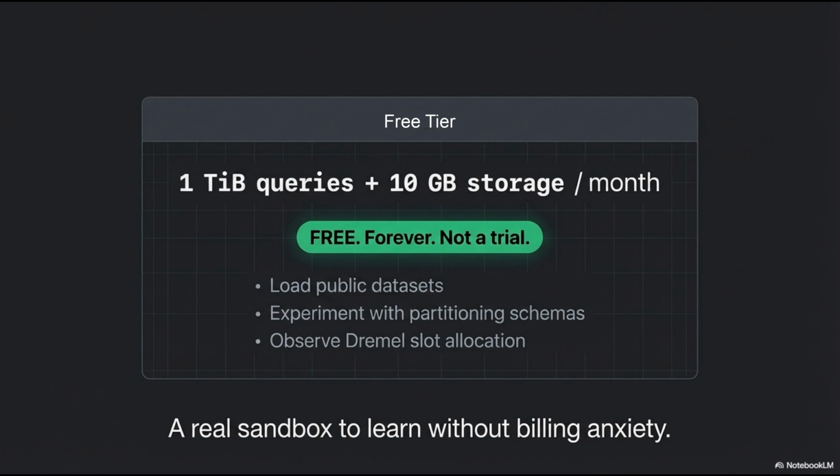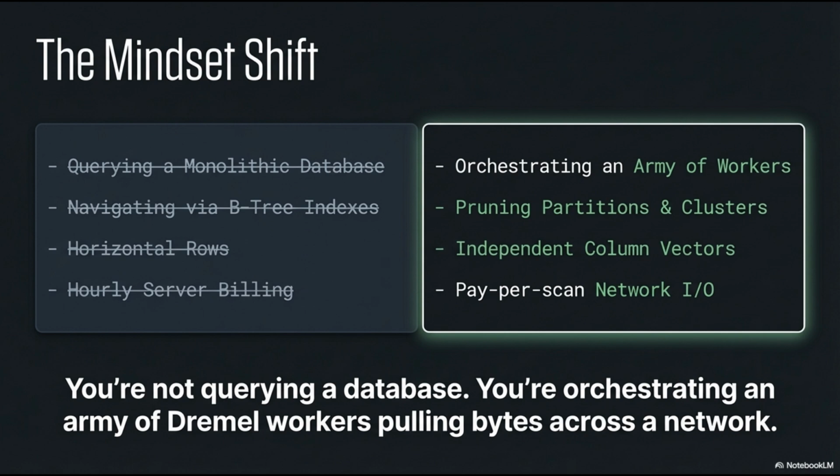So let's synthesize everything we've uncovered from this first chapter. The fundamental shift you need to make as a backend engineer is profound. You have to stop visualizing your database as a monolith of rows. Right. You are no longer navigating via B-tree indexes. You are working with isolated column vectors stored on a massive distributed file system called Colossus. And when you write SQL, you aren't just filtering data. You are orchestrating an army of Dremel workers to pull bytes across a network.